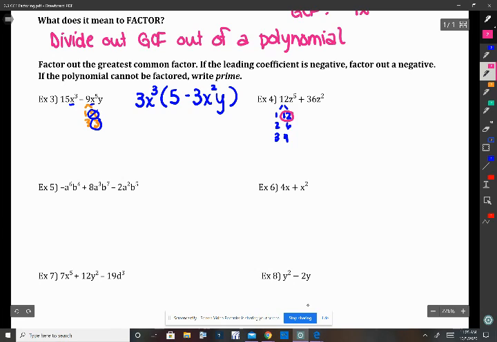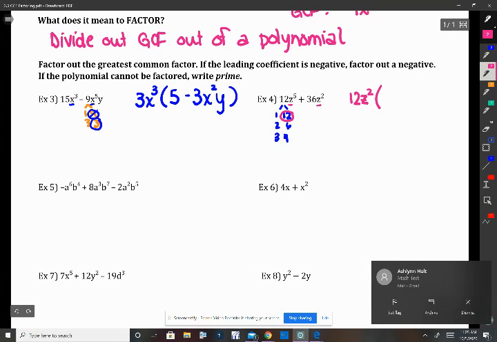Does it go into 36 evenly? If you're not sure, divide. But it does, so that one checks out. And then they have a letter in common, and the smallest power is z squared. So we're going to do 12 z squared, and then we divide. 12 divided by 12 is 1.